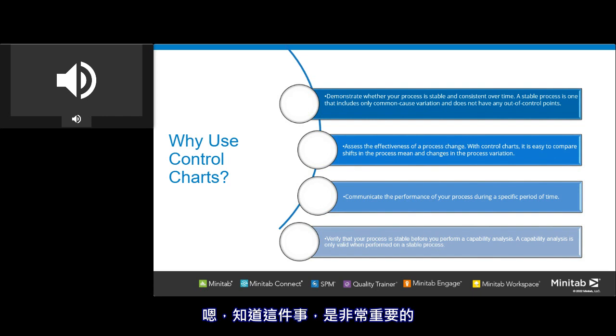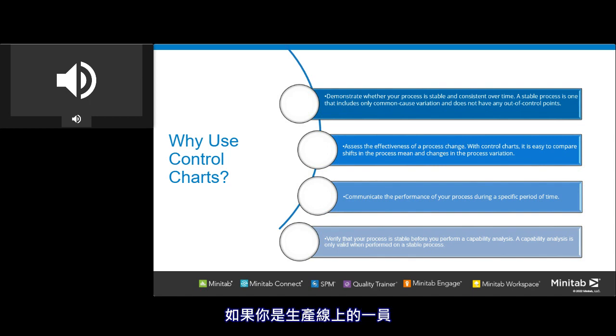But knowing that is important. Then we go ahead and make some changes to a process, some improvements, and it's important to be able to demonstrate that improvement. Control charts are very nice to track that, but also to communicate that with our coworkers or team. Another use is communicating the performance of a process during a specific period of time.